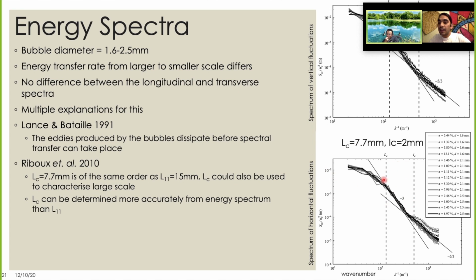So at the larger scales, the eddies and the wakes introduced by the bubbles do not cascade energy transfer to the smaller scales. They dissipate through viscous effects, and at the smaller scales the -5/3 isotropic turbulence is still followed, which is really interesting.